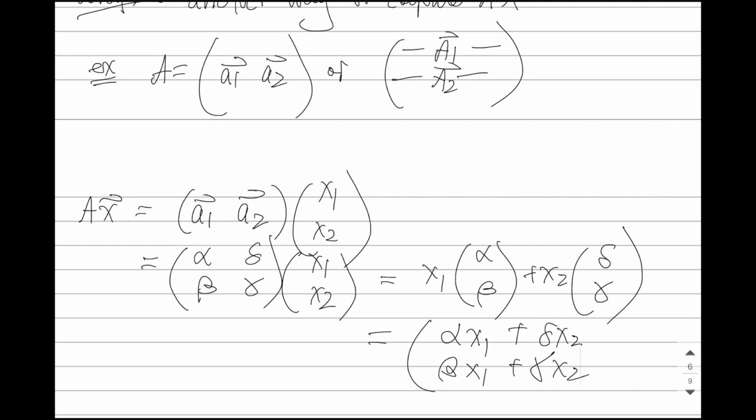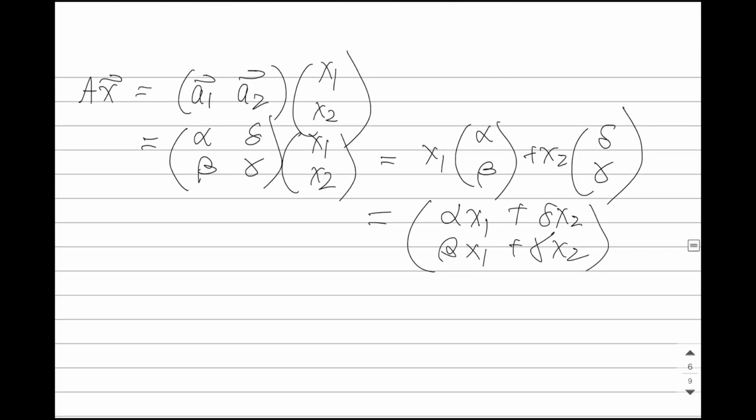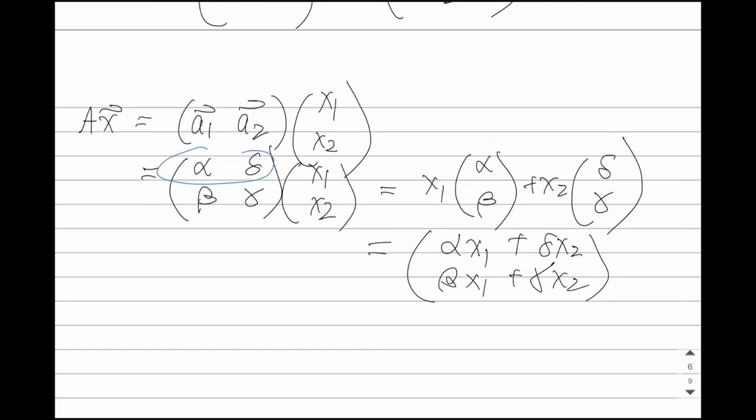If I use vector properties, this could be alpha times x1 plus delta times x2, beta times x1 plus gamma times x2. This final answer that I get could have been obtained in a different way. This top row is alpha, delta, and this vector here is x1, x2. So this top row of my answer is actually the first row of the matrix dotted with x, because this whole thing is x. The second row of the matrix then also takes a dot product with this to get me the next entry. So this would be a2 dotted with x.